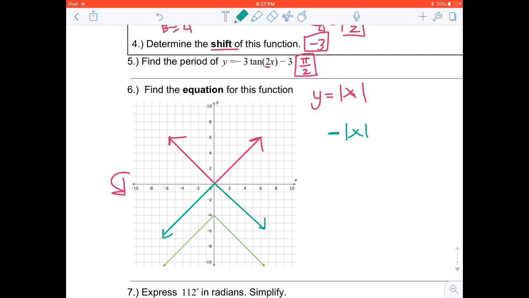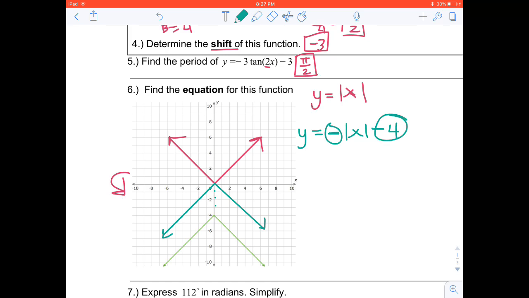And now to account for it moving down, we need to give it a vertical shift of 1, 2, 3, 4. So that's just going to be minus 4. So if you look at this equation now, we have the reflection, and then we have the vertical shift that brings us down to that green graph there. So you want to be familiar with the functions. One of them is the absolute value function.